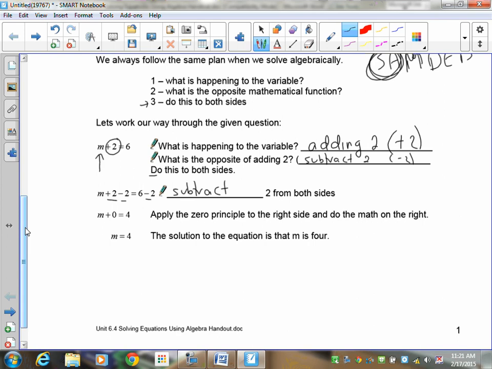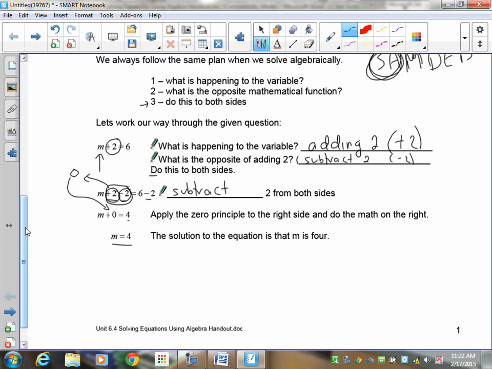Now, a positive 2 and a negative 2, just like with tiles, the zero principle applies, right? What happens to a positive 2 and a negative 2? They become a 0. Well, guess what? Right there, there's our 0. And 6, with 2 of them going away, leaves you with a 4. So this becomes m plus 0 is equal to 4. So your solution: m is equal to 4.